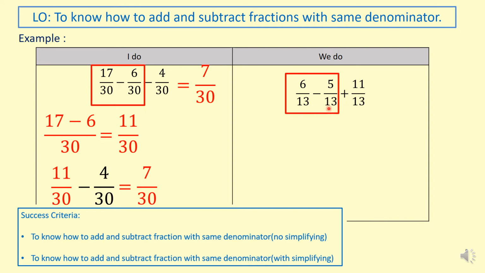So the denominators are the same. Write one of the denominators, take away the top. So 6 take away 5 is 1 over 13. Now I have the answer for this one. So I'm going to write it down, but I haven't finished yet.